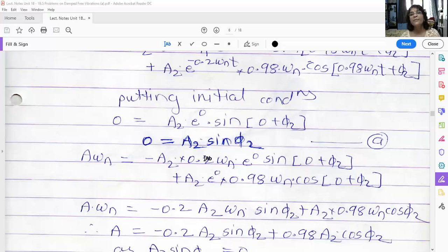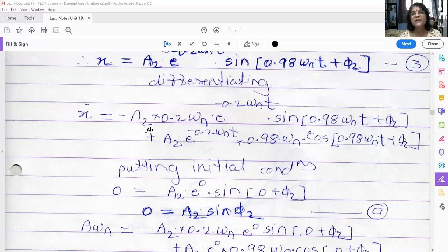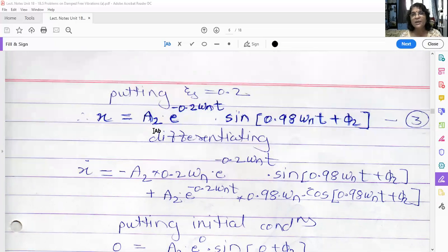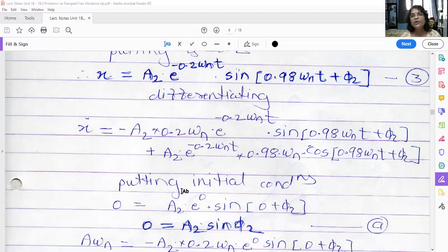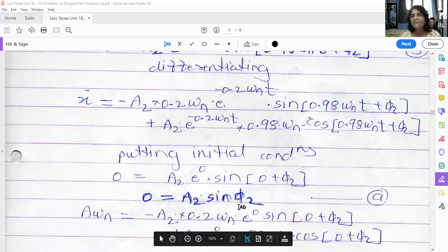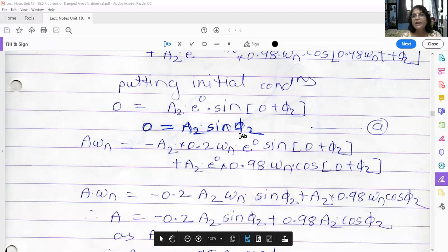Because see, A2 cannot be equal to 0. Why? Because A2 is the amplitude. It represents amplitude. If the amplitude of vibration is 0, then there will be no vibration. Then the total right hand side is 0, that means x is equal to 0, and that is not possible because your vibrations are occurring. So A2 cannot be equal to 0. That means sine phi 2 is equal to 0, that means phi 2 is equal to 0. So from here we can get phi 2 is equal to 0.